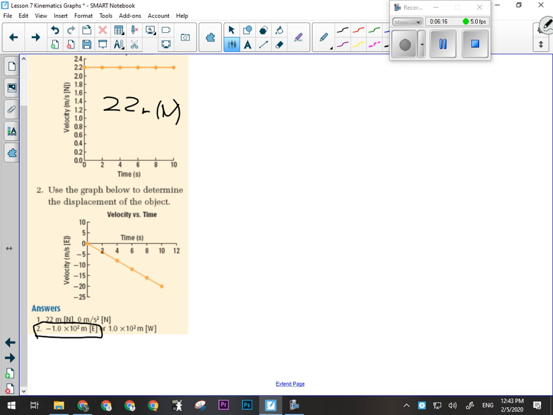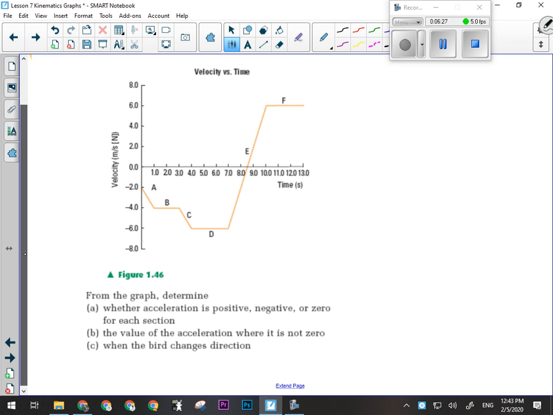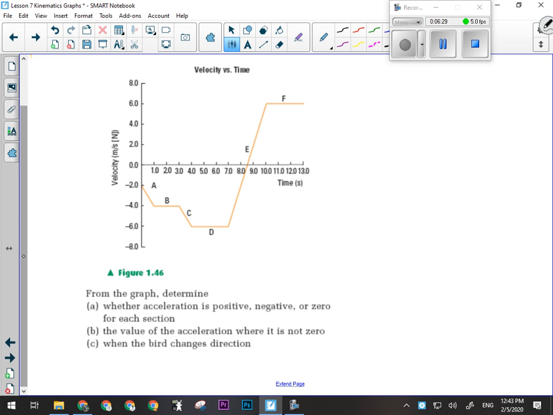All right, I want you guys to try this one here. We've got this graph. It's of a bird, and I want you guys to see if you can do A, B, and C. From the graph, determine whether acceleration is positive, negative, or 0 in each section.